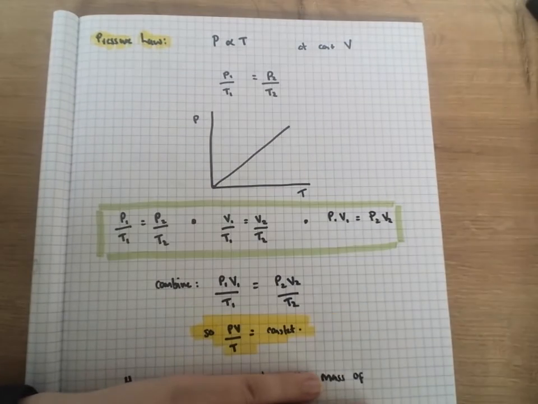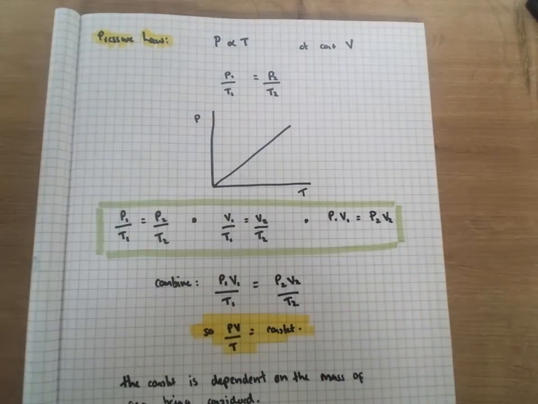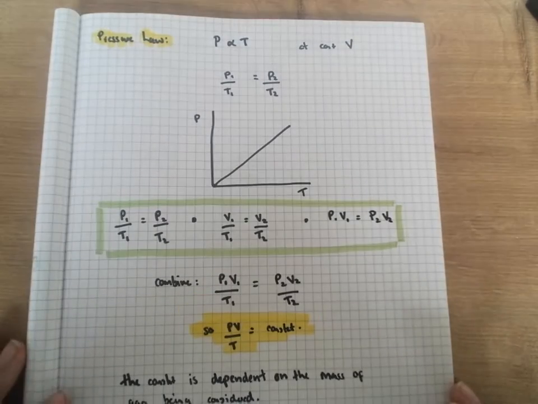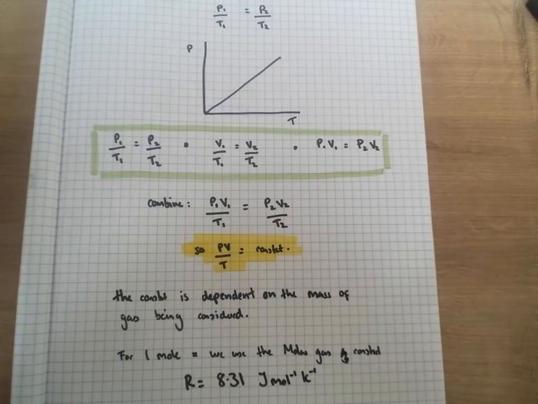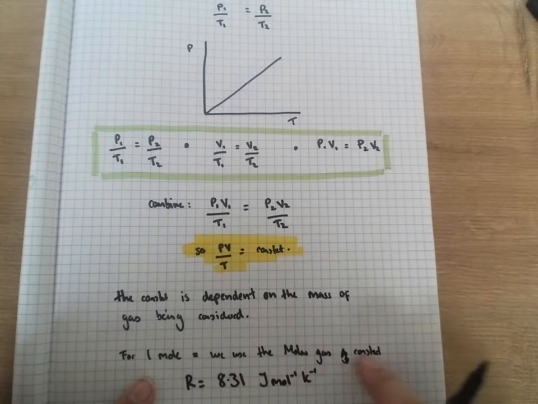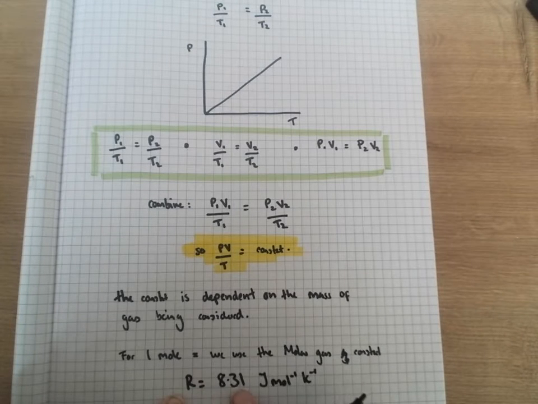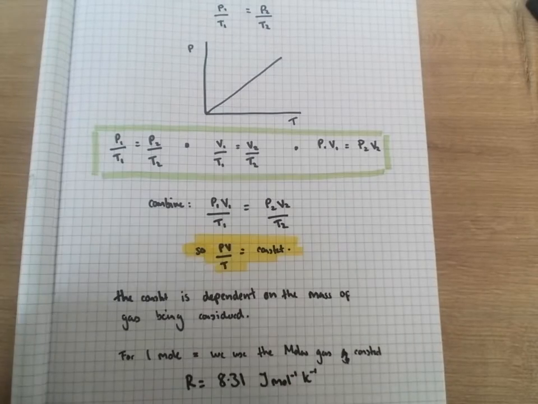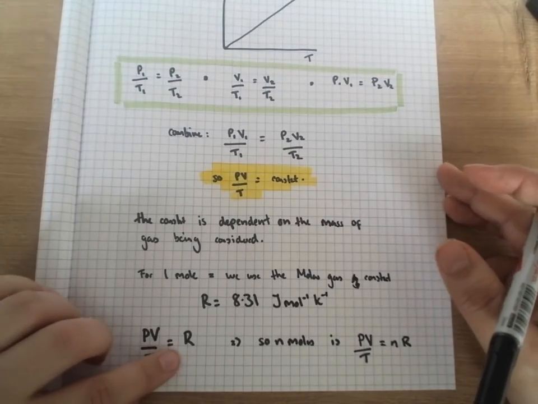Now, in terms of trying to relate a constant to what's happening with the gas, we look at how much gas we have, how much mass of the gas we have, and so we start looking at it in terms of moles. For 1 mole, we can use the universal molar gas constant, given by the symbol R. This is in your data booklets, and it is 8.31 joules per mole per Kelvin. So PV over T is equal to R.